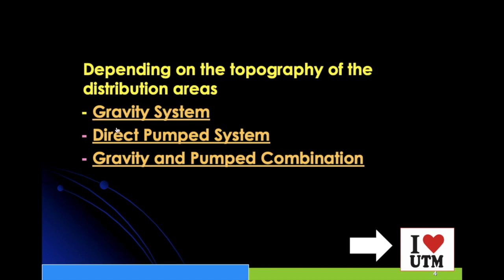Not very many areas are lucky to have a gravity system whereby they don't need a pump, and the water flows naturally due to gravity. Most of us have a direct pump system, but in order to improve the direct pump system, we combine the gravity system by providing a storage reservoir in our water distribution system, and that's why it is called the gravity and pump combination. The gravity part is provided by the storage reservoir, and the pump system is provided by the pump.